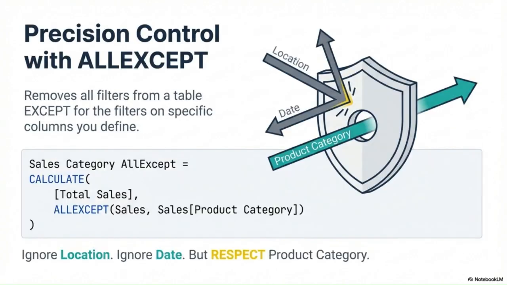Here we have also given the syntax for ALLEXCEPT. CALCULATE has to be used with the total sales, and the ALLEXCEPT function has to be used, and then the sales table and the column on which we are putting this filter specifically. This means that we can ignore the location and the date, but respect the product category. We'll see this in practicals as well.